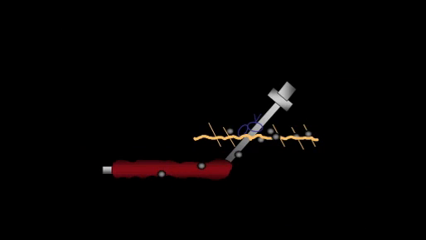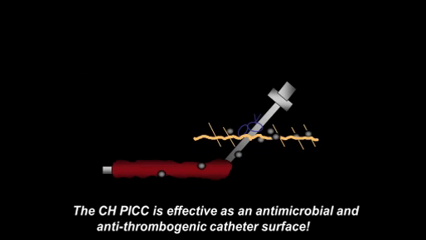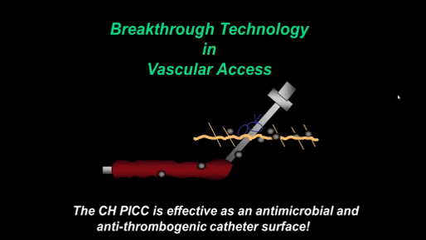So with that, in conclusion, for what we saw in these 4 and 5 studies, the chlorhexidine PICC is effective as an antimicrobial and antithrombogenic catheter surface. And indeed, I believe that this is a breakthrough in technology that may, to be seen, improve outcomes with PICC catheter use. So with that, that is the end of my presentation.